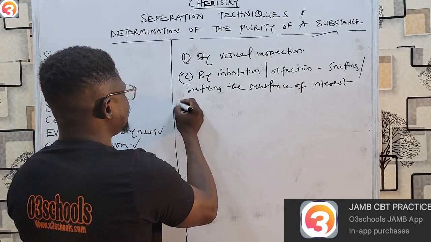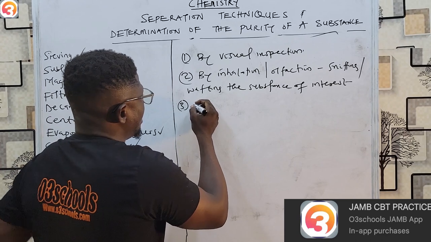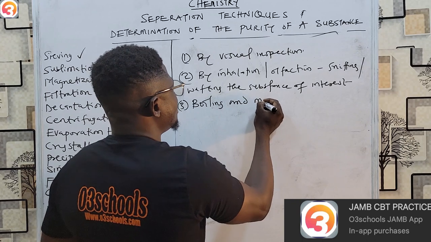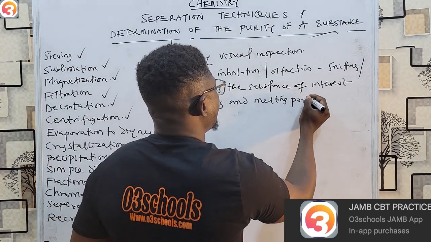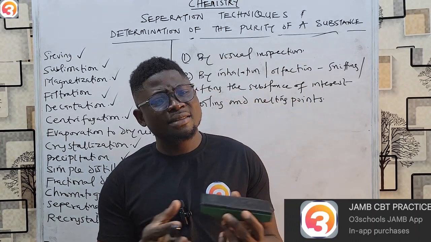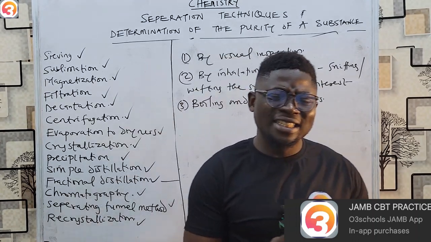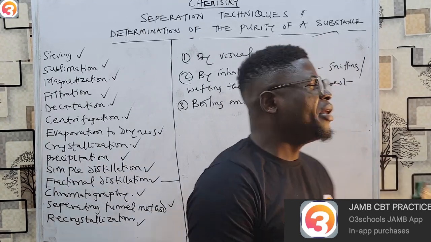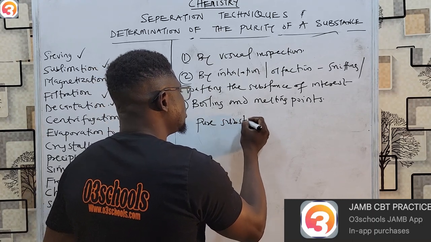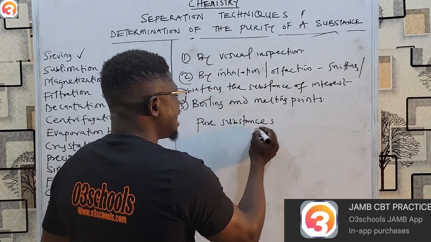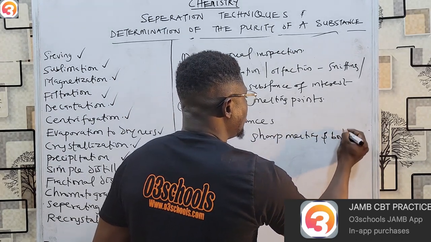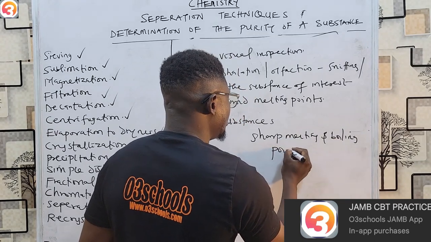Then number three, we have boiling and melting points. And melting point determination. For boiling and melting point determination, it is by far the most used for the determination of the purity of a substance. Pure substances have sharp melting and boiling points.